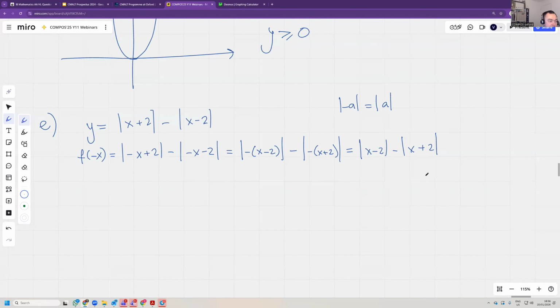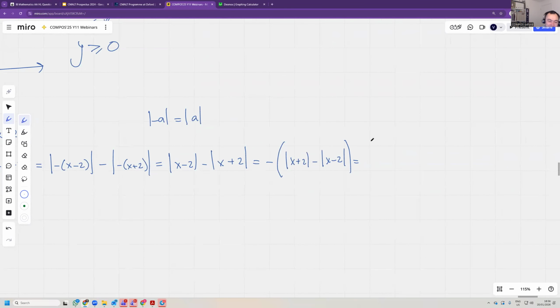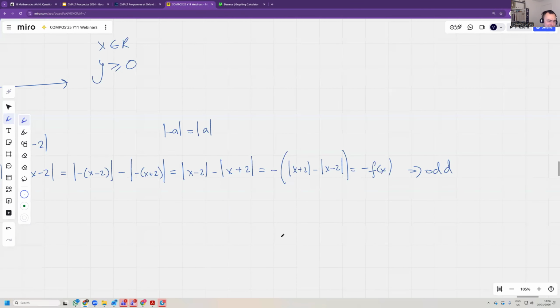So it is also minus, open bracket, modulus x plus 2 minus modulus x minus 2. So this function is actually minus the original function. So it is odd. And that's a beautiful result.